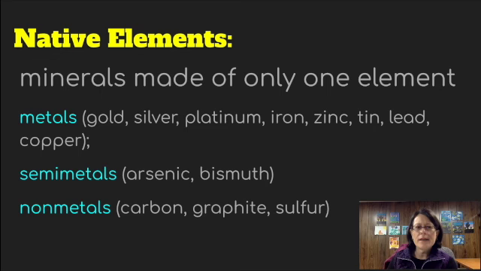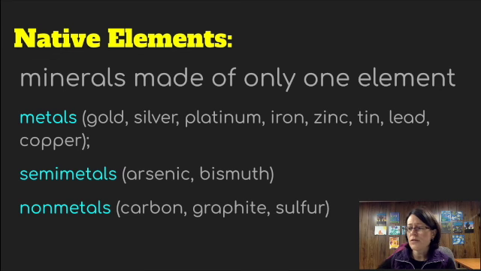Now, native elements are made of only one element. Examples are metals, which are gold, silver, platinum, iron, zinc, tin, lead, and copper. These can be found in nature just on their own. They are minerals that are an element. They're not combined with anything else to be a compound. There are also semi-metals that are found as native elements. They're arsenic and bismuth. And non-metals: carbon, graphite, and sulfur. Graphite is a form of carbon. And we did see sulfur. I pointed that out on our reference tables.